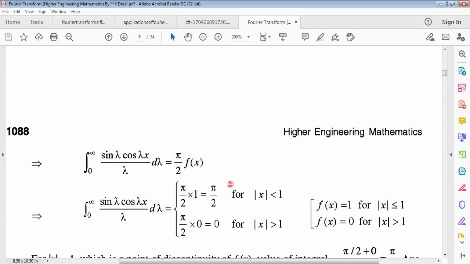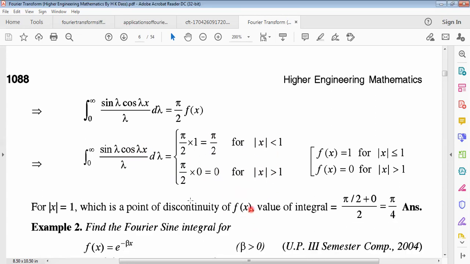What was f of x actually given? f of x equals 1 for absolute value of x less than or equal to 1, and f of x equals 0 for absolute value of x greater than 1. This condition was given in the question. So using this condition, f of x equals 1 for absolute value of x less than 1, and f of x is 0 for absolute value of x greater than 1. That means this integral value will be pi by 2 under this condition, and this integral value will be 0 under this condition.